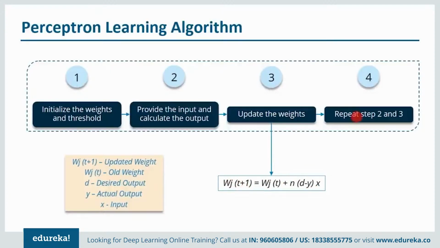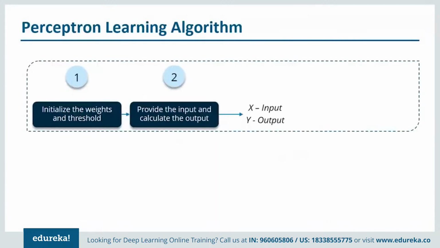Then we repeat steps 2 and 3. That is, we apply this new weight, again calculate the output, and again compare it with the desired output. If it matches, then it's fine. Otherwise, we update it again. So this is how the whole perceptron learning algorithm works. And don't worry guys, I'm going to show you practically how it actually works in my PyCharm.